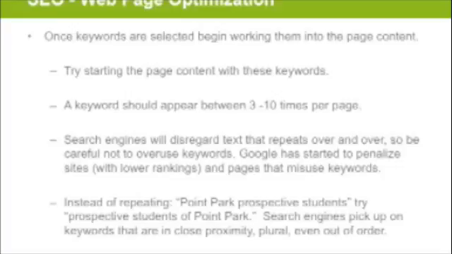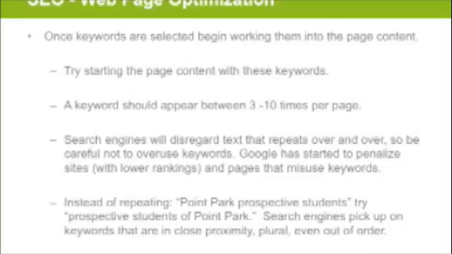Like I said, keep those up at the top. Keywords should appear between 3 and 10 times per page. This number has actually gotten a little lower. It used to be between 5 and 20 times per page, but now search engines are basically saying, okay, enough with the keywords. We still want them, they're important, but don't overdo it.